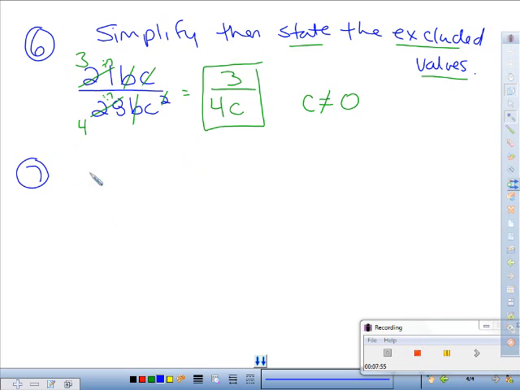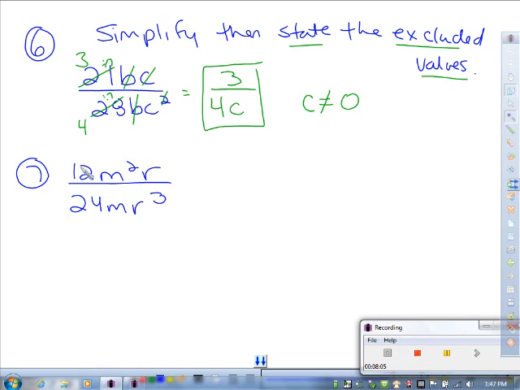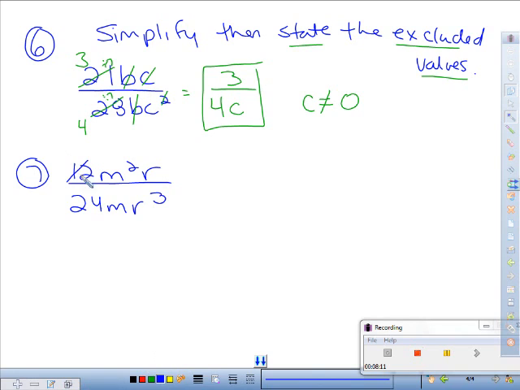Number 7 is going to be very similar. And Michael, close here, what does the 12 and 24 do? All right, so that 12 goes into 12 once, and 12 goes into 24 twice. And what about our m's, Pedro? Right, the m left over here on the top. And what about our r's, Sarah? That's gone, and that's going to turn into 2. So we end up with an m here, nothing else, a 2, and an r squared.